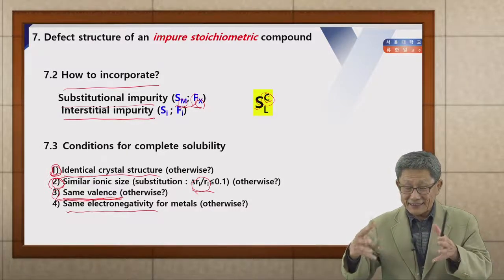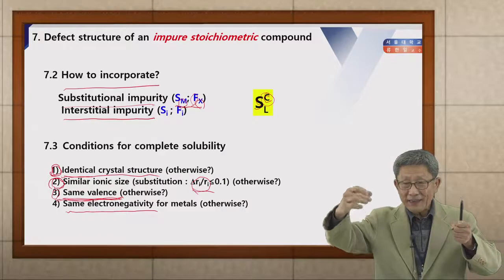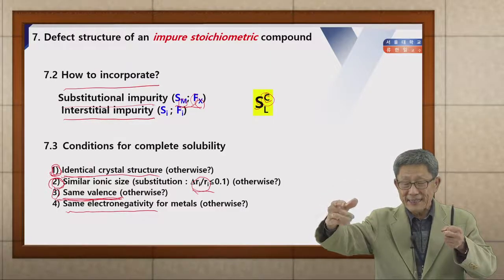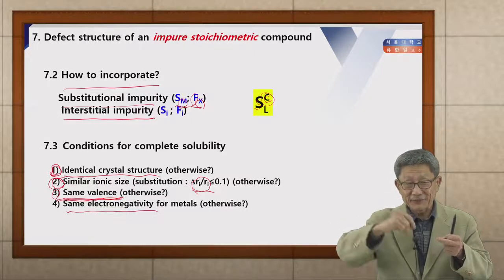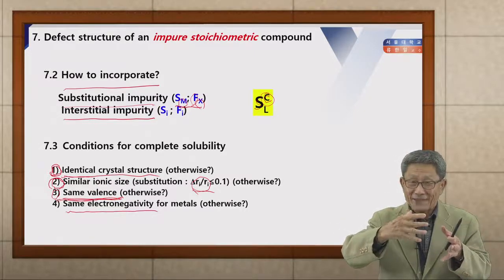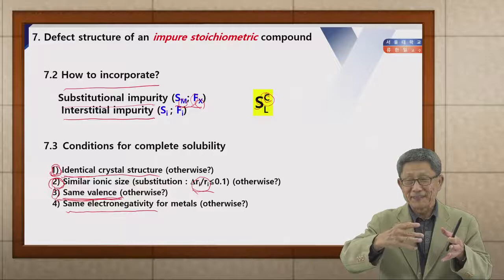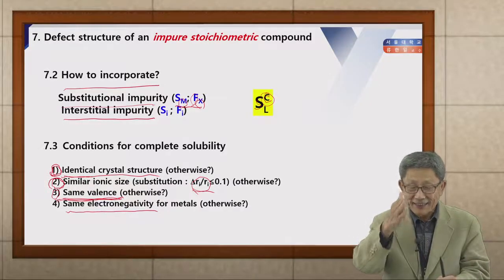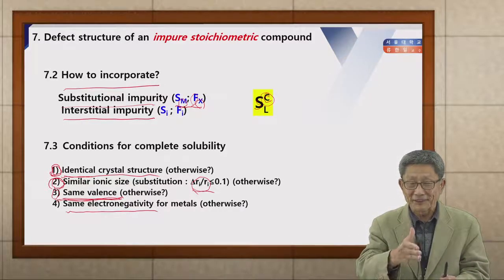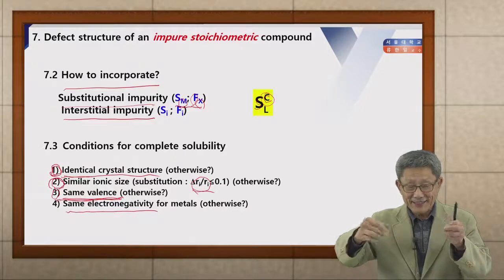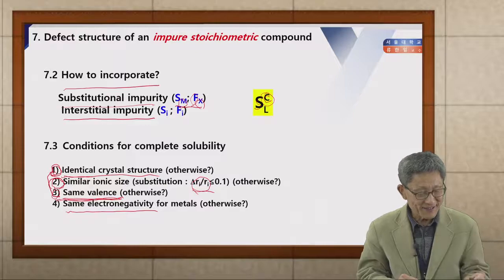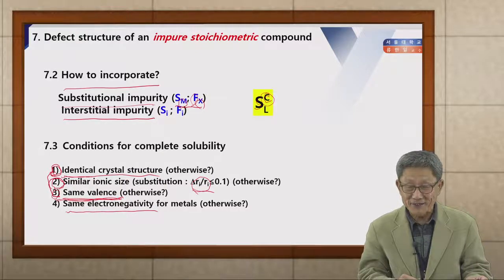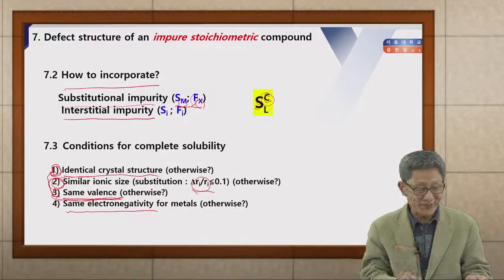Same electronegativity. If they have quite different electronegativity, let's say one tends to be electropositive and the other one is a bit more negative, then they tend to make an intermetallic compound rather than a solution. Okay, so these three conditions always should be met to make the complete solution.